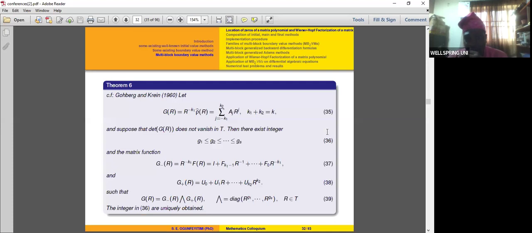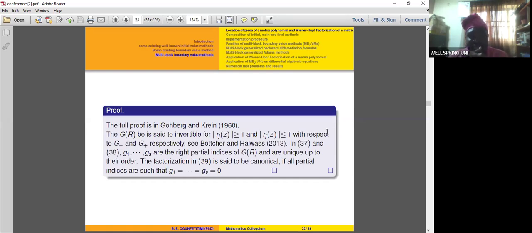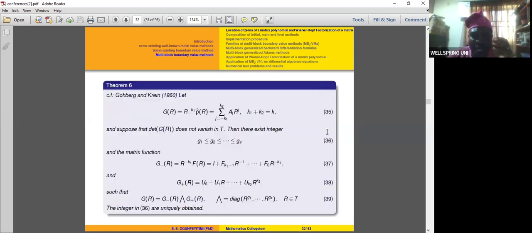This theorem showcases how the root distribution process is being done. The theorem is given in Gohberg and Kaashoek in 1960, with the proof also in the textbook, where we have our roots, the one for outside and the one for inside, respectively, for G1 and G2. Then we also have that the factorization is said to be canonical if all the partial indices are 0. If you go back to equations 37 and 38, we have it after splitting the matrix into two.